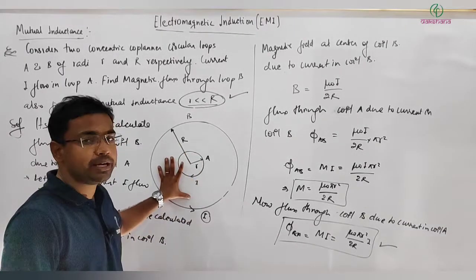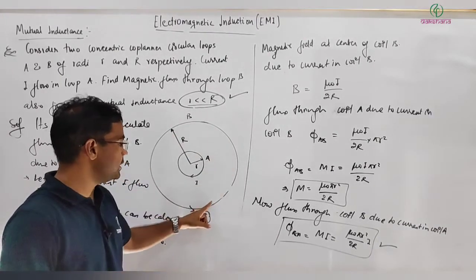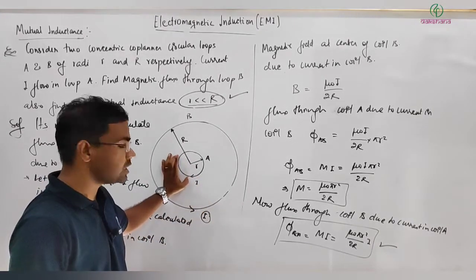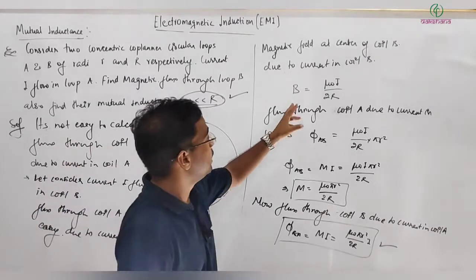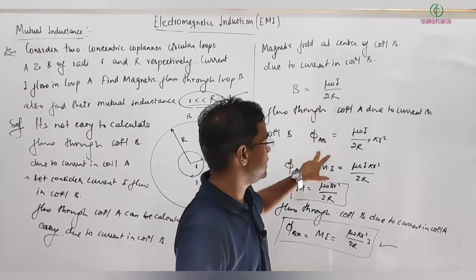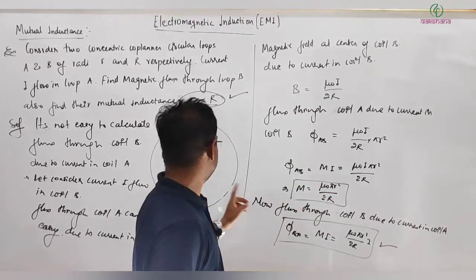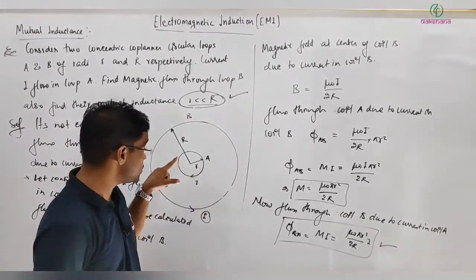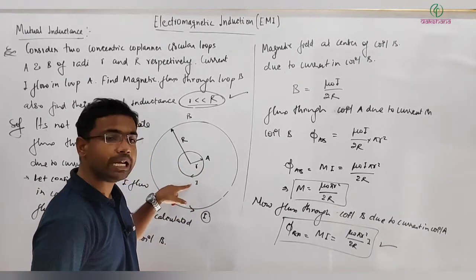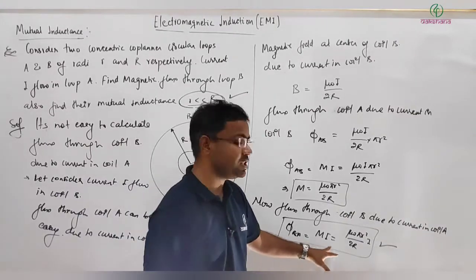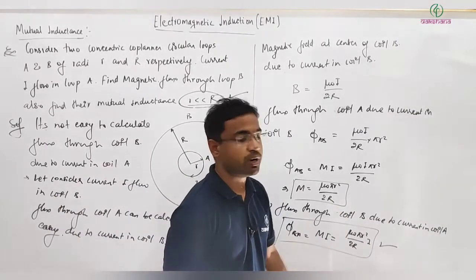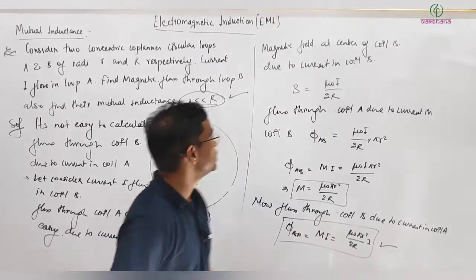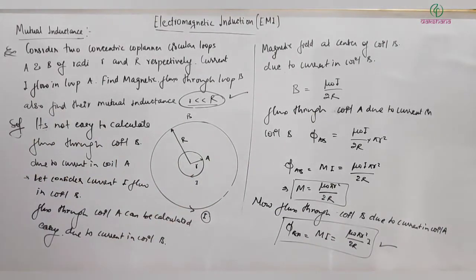So what we have done is we have considered a current in this bigger coil, we calculated flux through this smaller coil, we got the magnetic field, flux, and we got mutual inductance. And with the help of mutual inductance, I can write if current in coil A is I, then flux linked to coil B due to current in coil A is given by simply M into I, and this is your straightforward answer, and mutual inductance is this. So this is one application of mutual inductance.